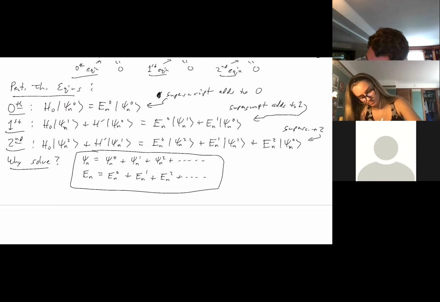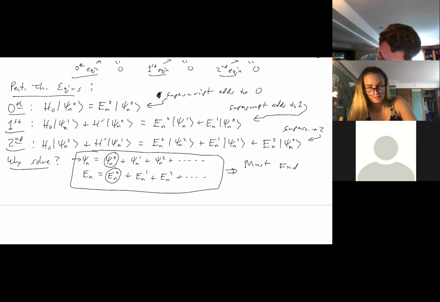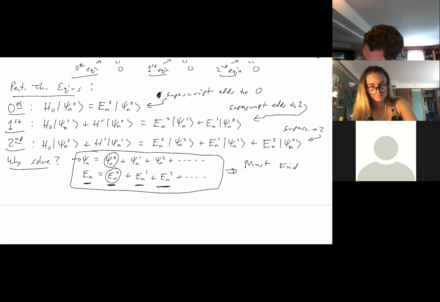And so then what we need to do is we must find these perturbation terms, because this is the one that we know already, the unperturbed. And so you can see that, for example, the eigenstate psi n is equal to the unperturbed state plus the first order perturbation plus the second order perturbation, and the same for the energy. The energy is equal to the unperturbed energy plus the first order correction plus the second order correction. So we must find the corrections, what we call the corrections.